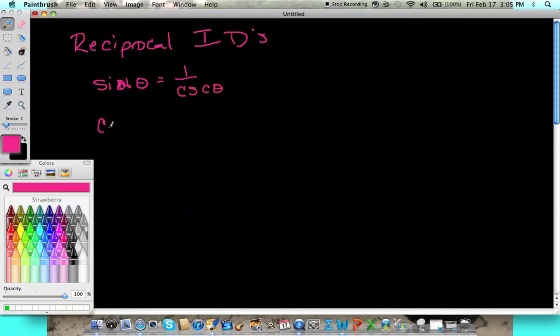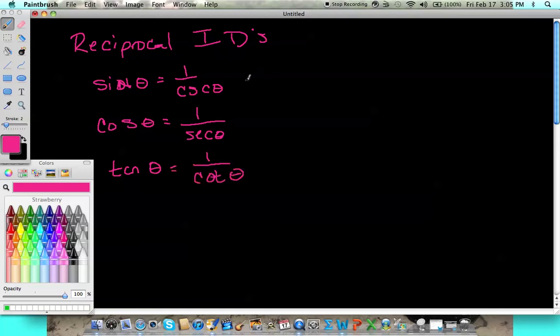Right, today I'm going to be going over the trig IDs, and I'm just going to be doing the fundamental trig IDs. So you have your reciprocal IDs, and those are saying that the sine of an angle is 1 over the cosecant, the cosine of an angle is 1 over the secant, and that the tangent is 1 over the cotangent.